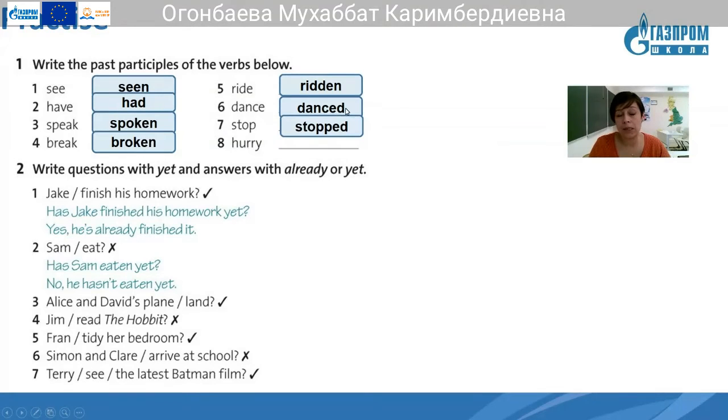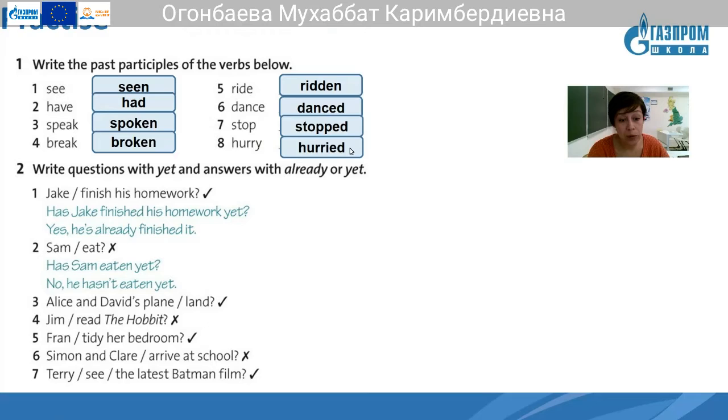Dance, danced. It's a regular verb, that's why we have the ending ed. Stop: a word with one syllable, that's why we have a double P, stopped. And hurry: we change Y to I when we add ed. It's a rule. I'm sure you know it. I'm sure it's quite easy for you.